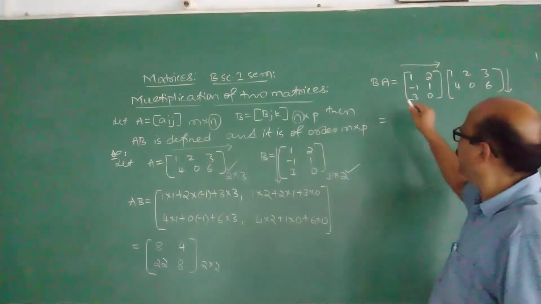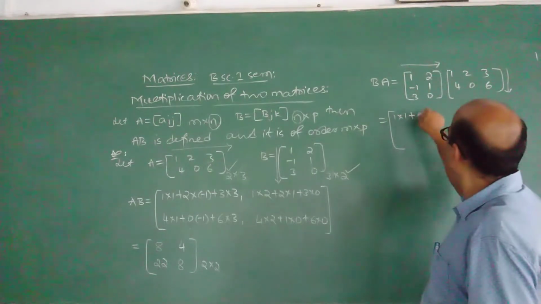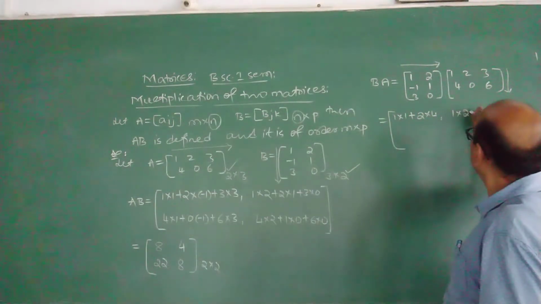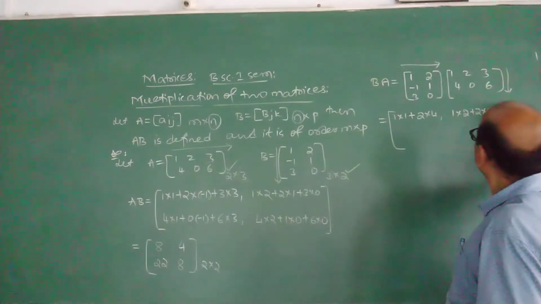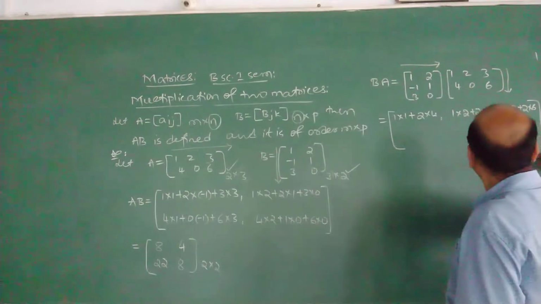And the definition is like this. It is first row, first column: 1 into 1, 2 into 4. 1 into 2, 2 into 0. 1 into 3, 2 into 6. This is the first row.